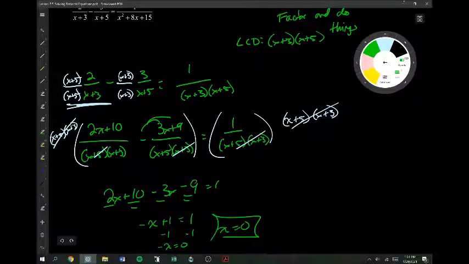Well, that's kind of crazy. I made this problem up, so I didn't know what it was going to work out to. I thought it was going to be something kind of messy. It turns out it's just x equals 0.